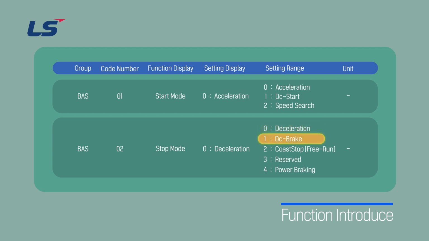DC brake is used to apply direct current voltage at a set frequency during deceleration when you wish to stop the motor. Free run stops by disconnecting the AC drive output when the drive command is turned off. Power braking adjusts the deceleration slope or re-accelerates to reduce regenerative energy when the AC drive DC voltage exceeds a certain level due to motor regenerative energy.